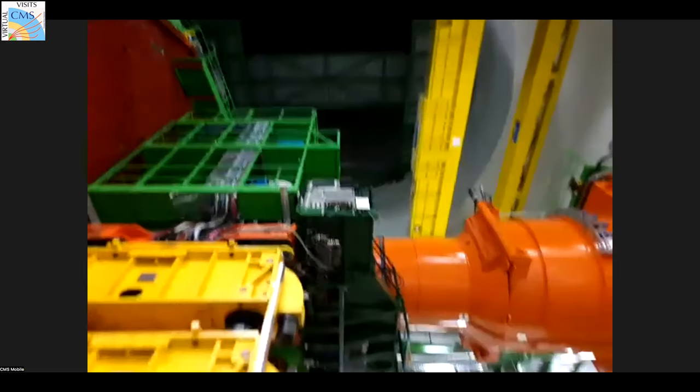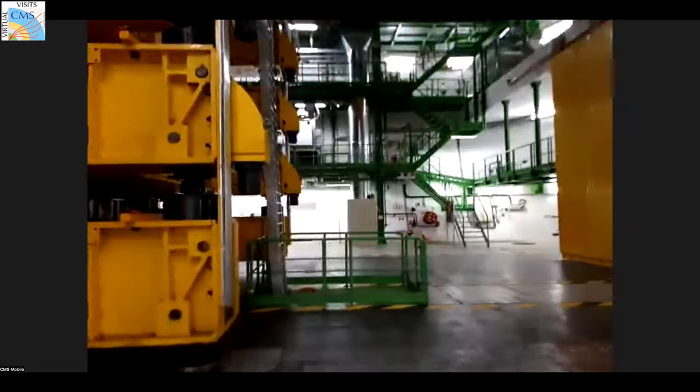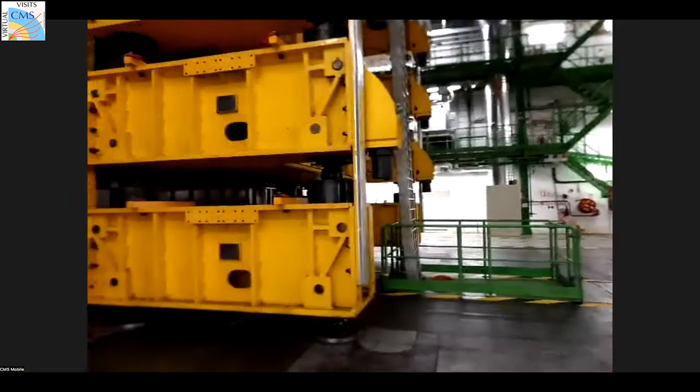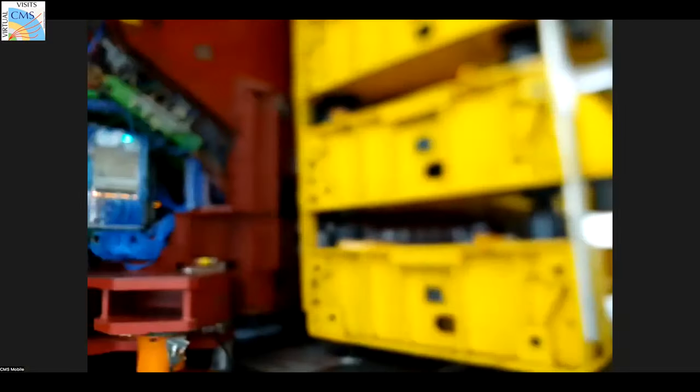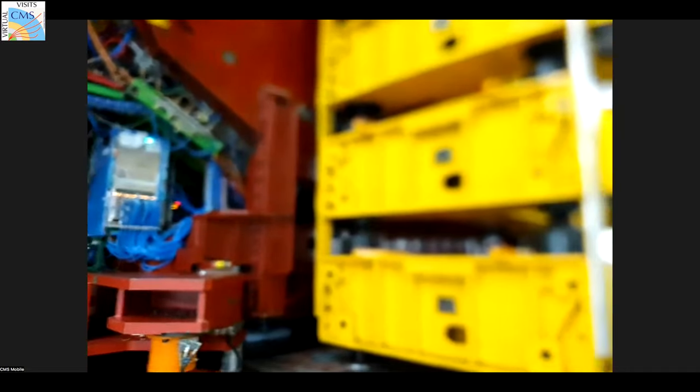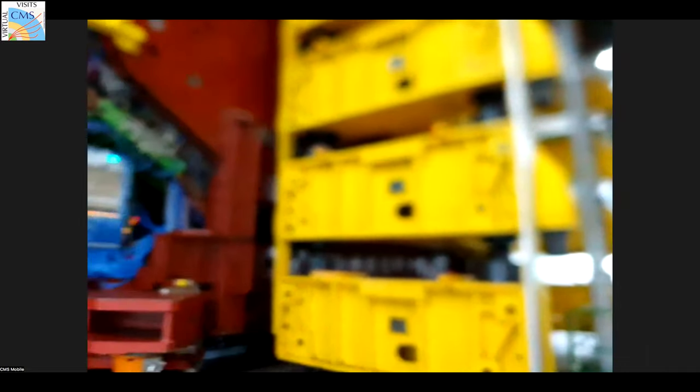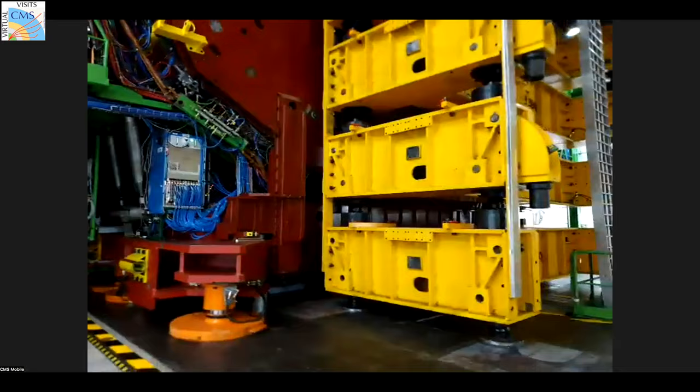So as I was saying, we have a lot of cables for taking the data and to monitor everything and to make sure that CMS is operating properly and serving the collisions that are happening 40 million times a second in the heart of the detector.